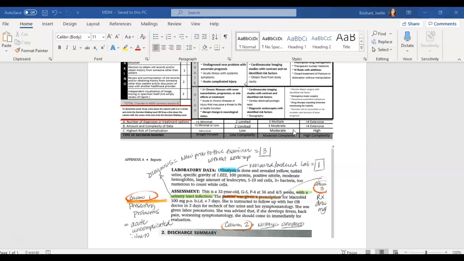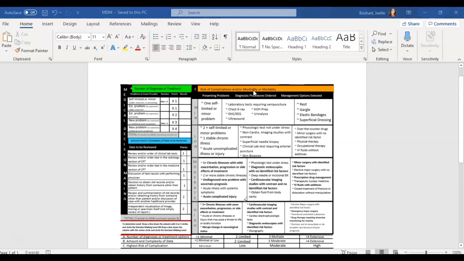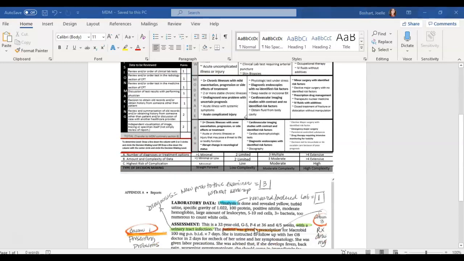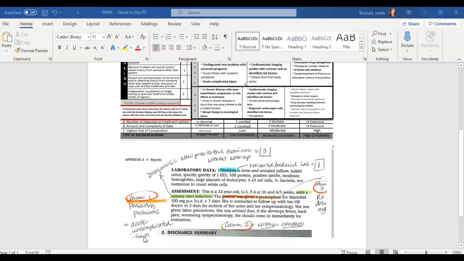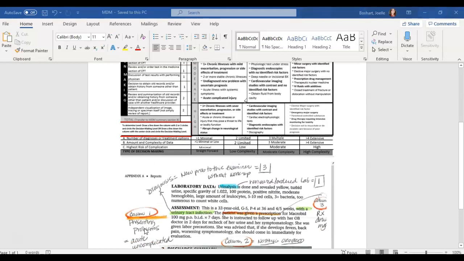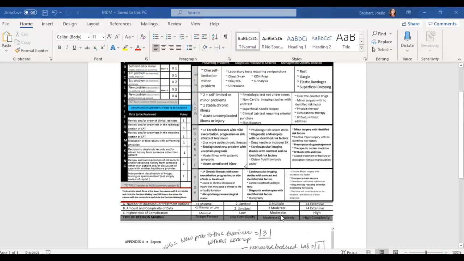Now we have to go to this table of risk of complications and or morbidity and mortality. We're going to look at this first column first, presenting problems. I consider a urinary tract infection to be an acute, uncomplicated illness. Okay, it's happening right now. It's pretty easy to fix with prescriptions, and it would fall into that category.